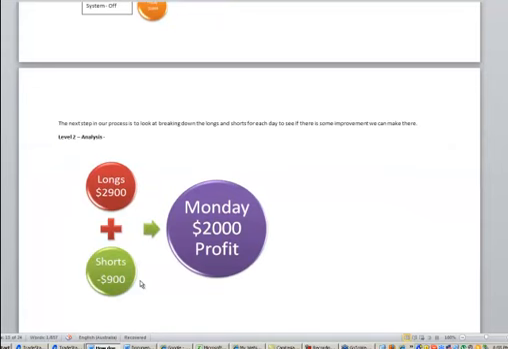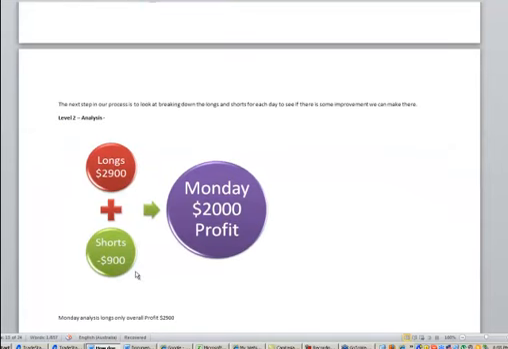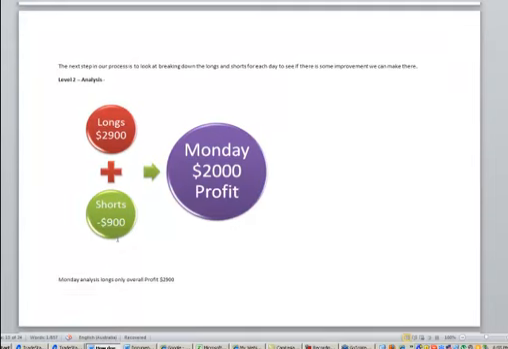Then we go in here and we say, right, the next step in our process is to look at breaking down the longs and shorts for each day to see if there's some improvement that can be made there. So this is really taking level 2 analysis and taking it to the next level, which is level 3. So this is getting really down and dirty into the system.